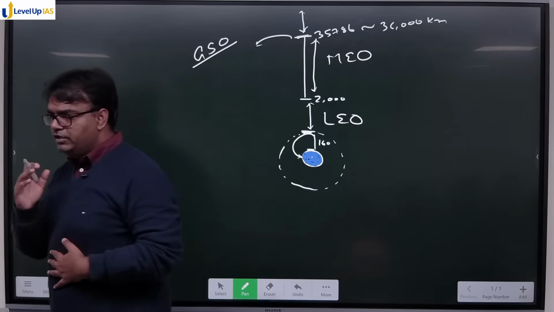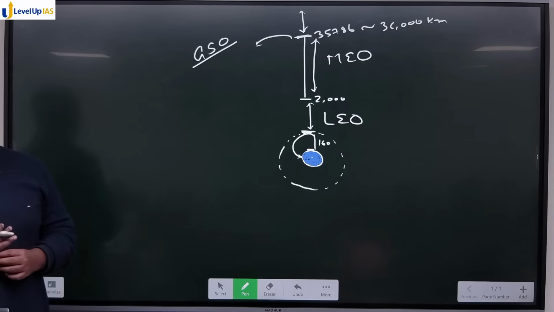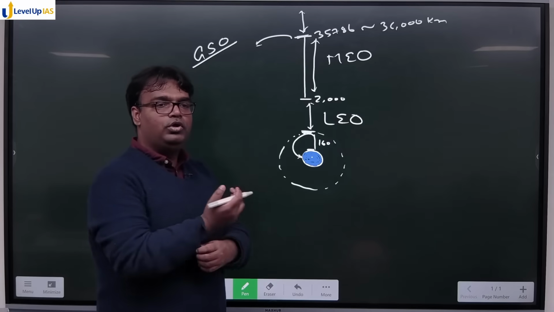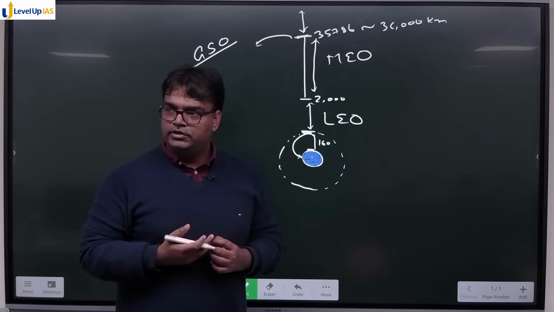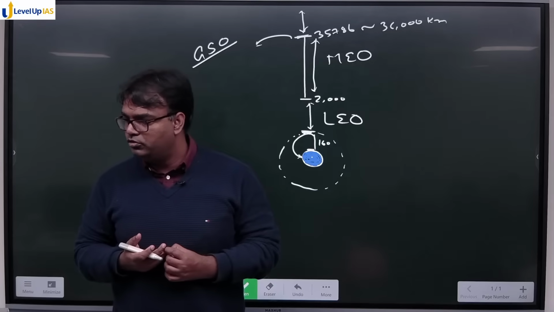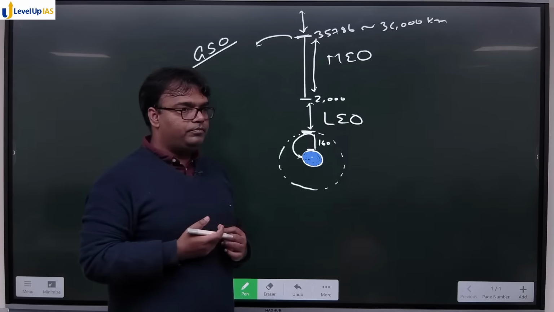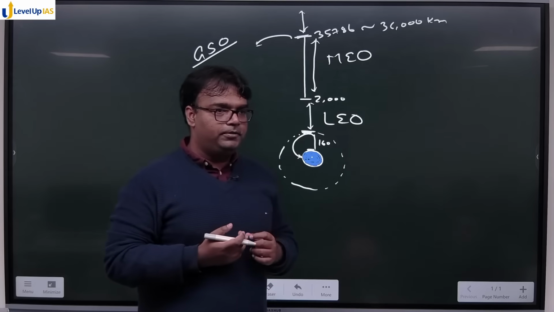Why this division? We'll understand this. What is the purpose of this division? We would understand that. So first, let us start with low Earth orbit. समझते हैं लो अर्थ ऑर्बिट वाले एस्पेक्ट को, लो अर्थ ऑर्बिट वाले कॉन्सेप्ट को. देखो, एक तो हाइट क्या वो समझ में आ गया, राइट?